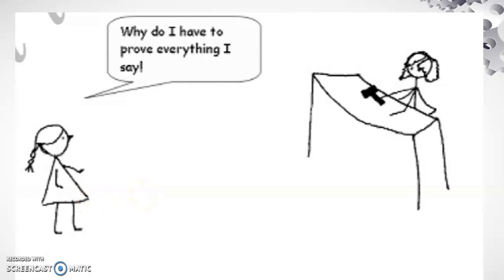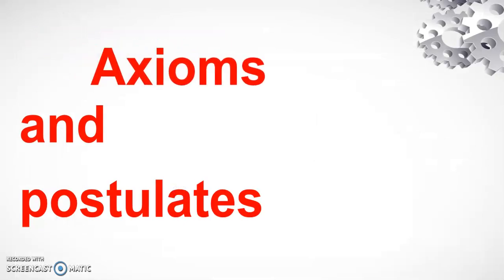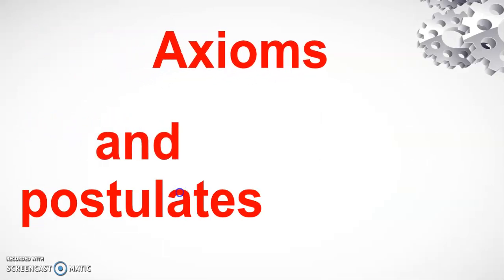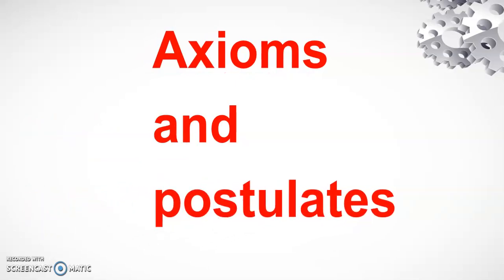So Euclid assumed certain properties, that is, accepted statements. Euclid assumed certain properties which were not to be proved, and he divided them into 2 types, that is, axioms and postulates. Yes, now we are going to define what an axiom and a postulate are.